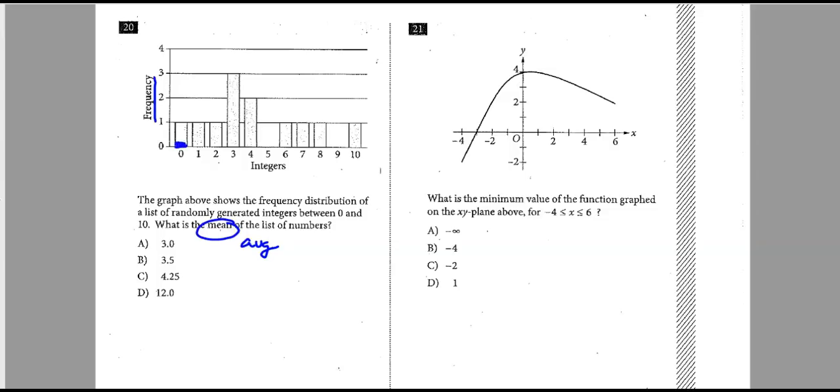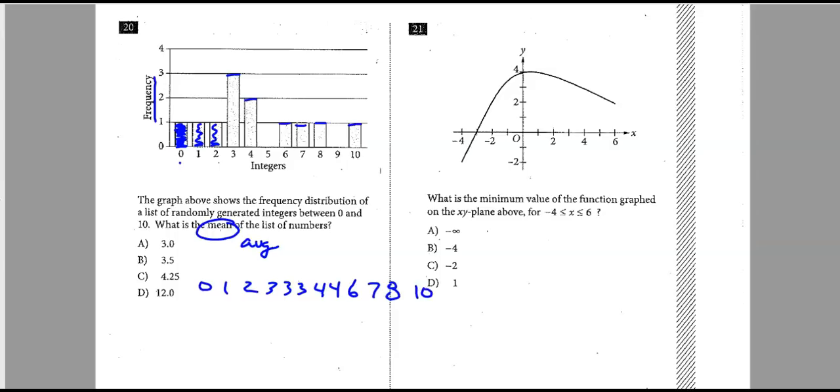So this little bar represents that the number 0 occurred one time, and the number 1 occurred one time, the number 2 one time. We'll keep going. The number 3 occurred 3 times because it was way up here. The number 4 occurred twice. The number 5 did not occur at all. 6, 7, and 8 occurred once. And 9 didn't occur at all.